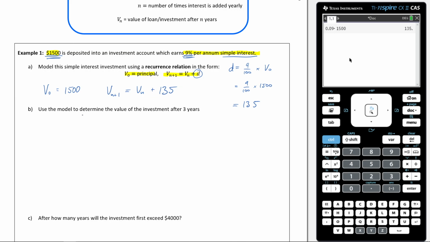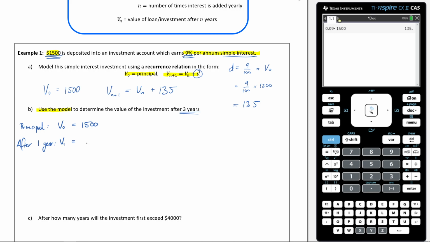All right, it says use the model to determine the value of the investment after 3 years. Let us make sure we read the question carefully. Remember, if you're in a SAC or an exam and they say use the model, you need to make sure that you're actually showing the iterations. So we begin with the principal amount. So the principal amount is V of 0. That's $1,500. Then we go after 1 year. How much money is in this bank account after 1 year? Well, that's going to be V of 1.